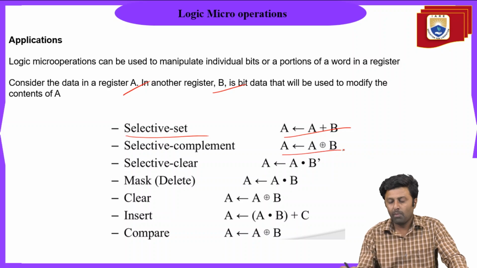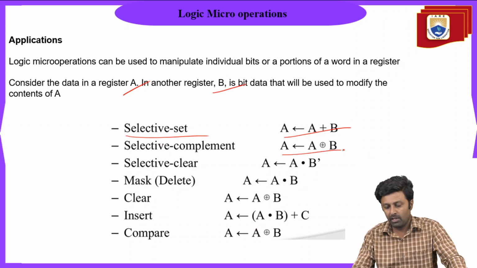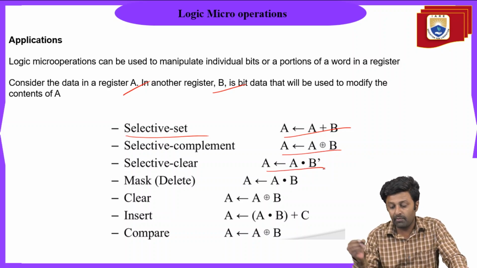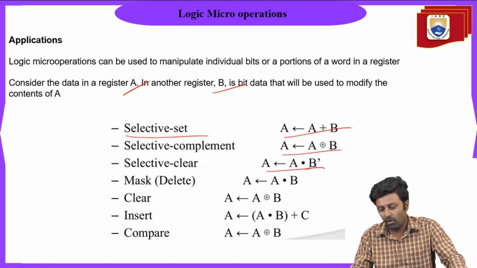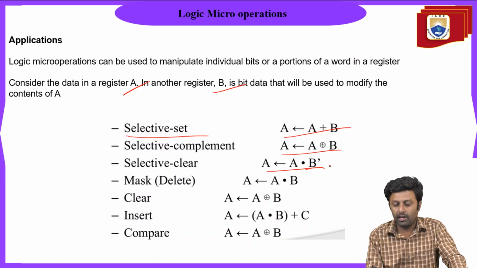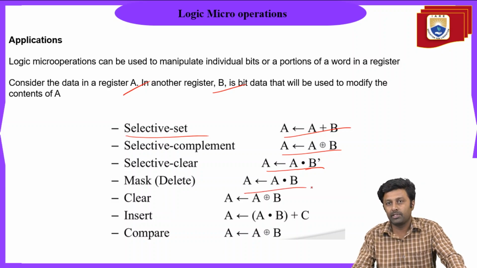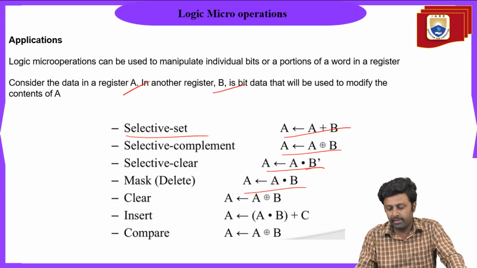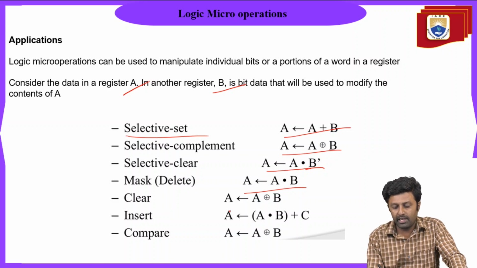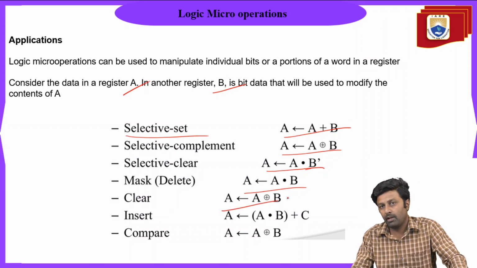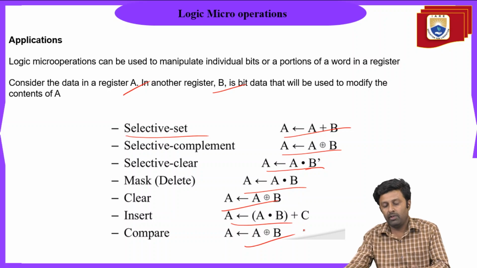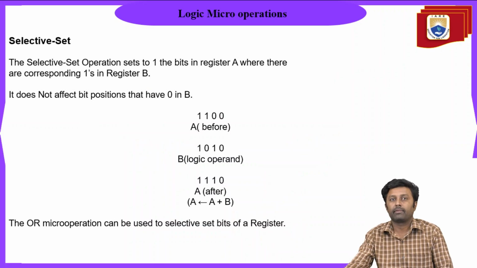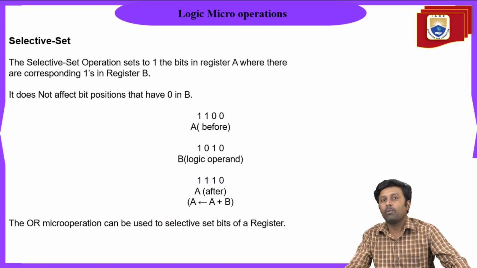Then if you want to perform the complement operation, we use this one. Then for selective clear, we use this micro operation. We use this symbol, that is A dot B dash. Then to mask the bits of A and B, we'll use this micro operation. Then to clear, we use this micro operation. Then to insert, we can write like this, and for comparison, we do the XOR. We use XOR gate. So we will see these operations one by one.